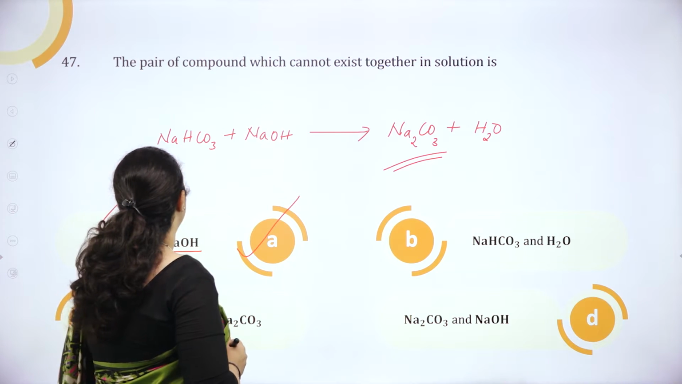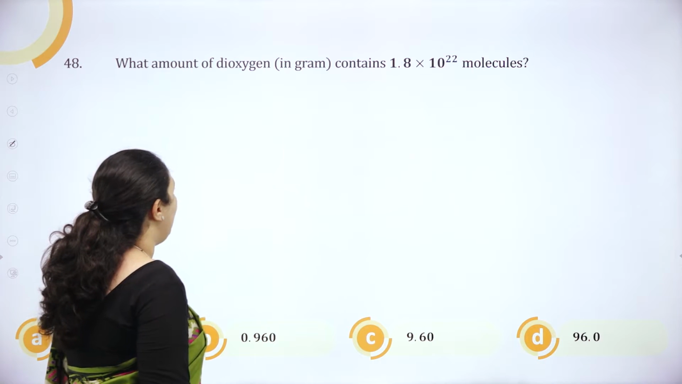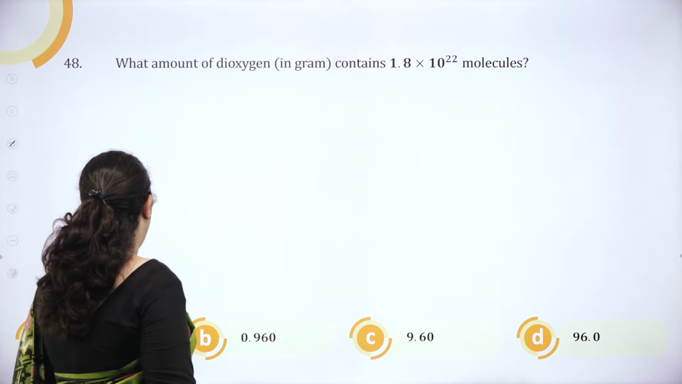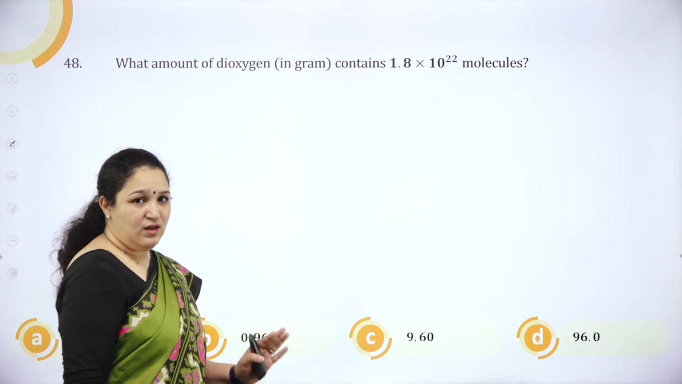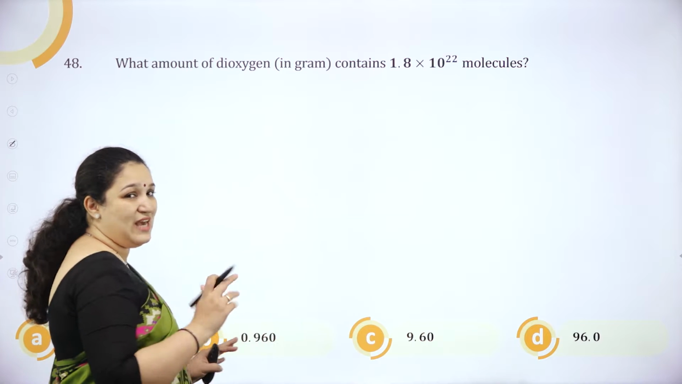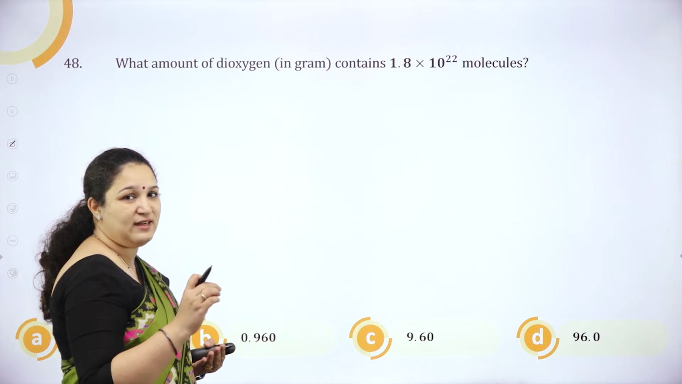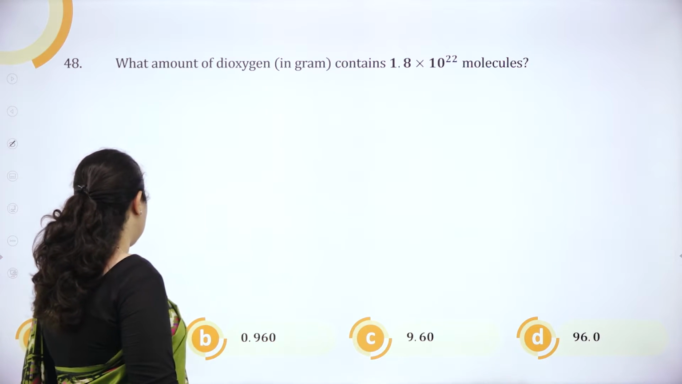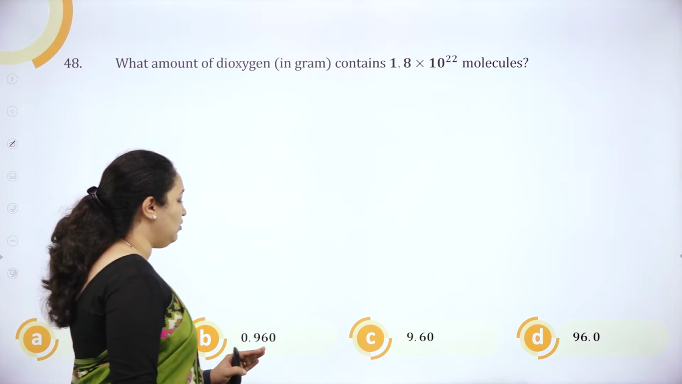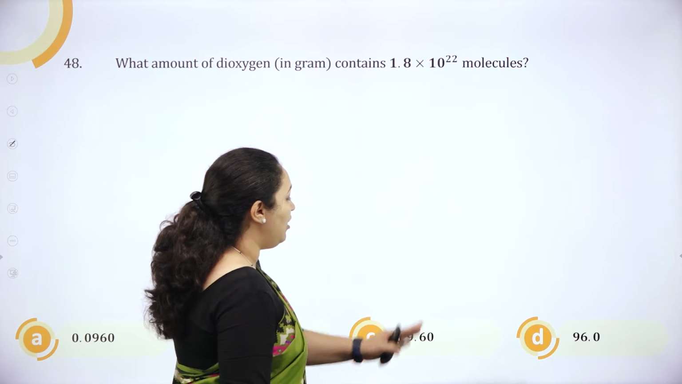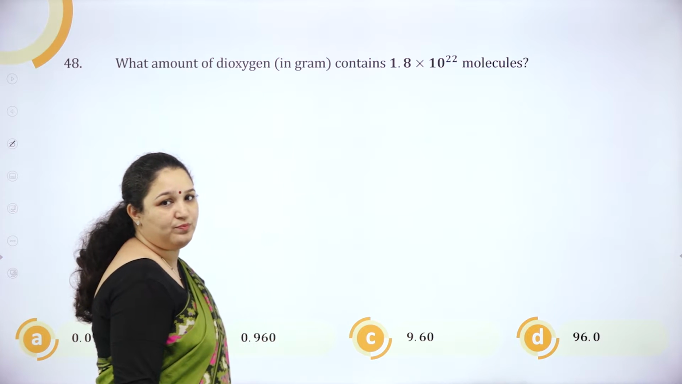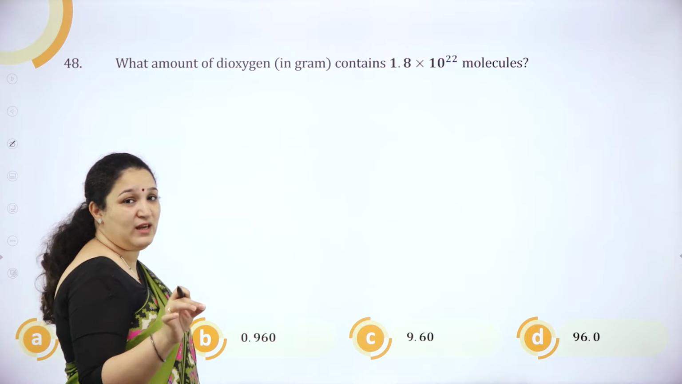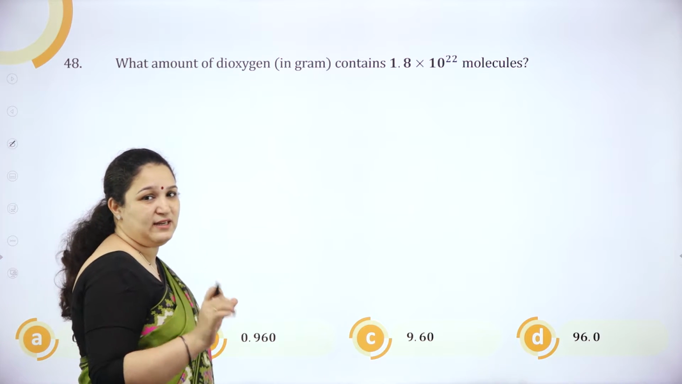Okay, next question. What amount of dioxygen contains 1.8 into 10 power 22 molecules? Here if you observe the options, you can see it is the same number, but you should know where exactly the decimal point is placed. Option A is 0.0960, option B 0.960, option C 9.60, option D 96.0. So 9, 6 and 0 is the answer you are going to get, but you have to be very careful with where exactly the decimal point is placed.